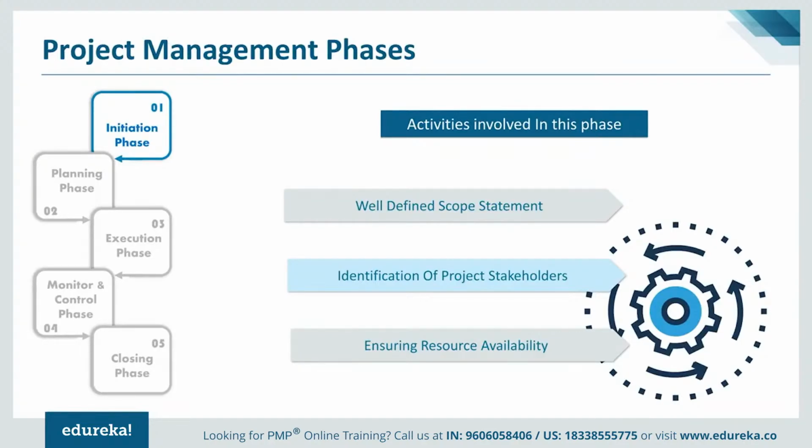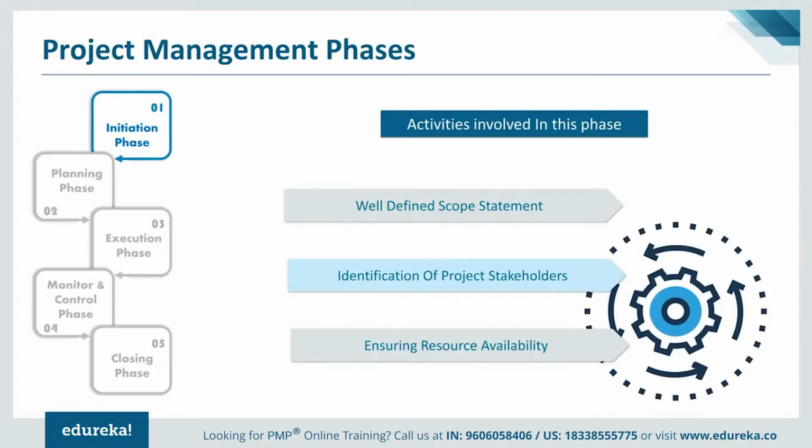Okay, so it depends on, again, if it is a multinational bank, then obviously it's going to be different than if it is a bank which is operating only within one country. So depending upon whether the project is a regional project, a national project, or it's done globally, your stakeholder list may vary. You need to start working on that. Then we'll have to ensure the resource availability.